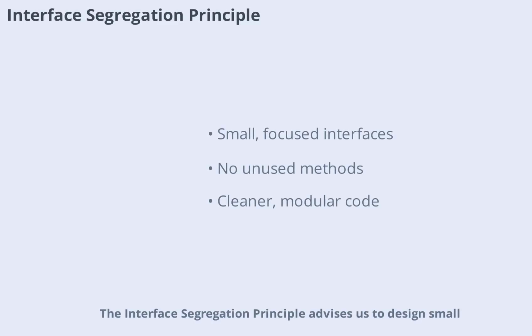The interface segregation principle advises us to design small, specific interfaces rather than large, general ones. This way, classes only implement methods they actually use. For example, if you have a banking operations interface with deposit, withdraw, and apply for loan methods, a loan account class might be forced to implement deposit and withdraw even though they don't make sense for loans.